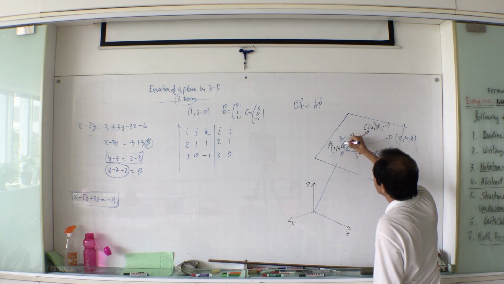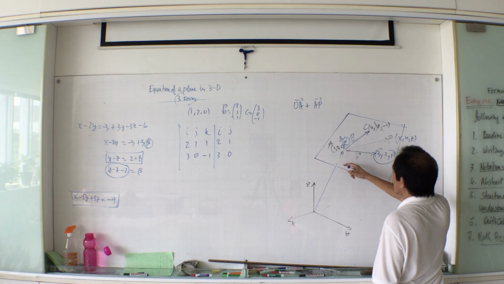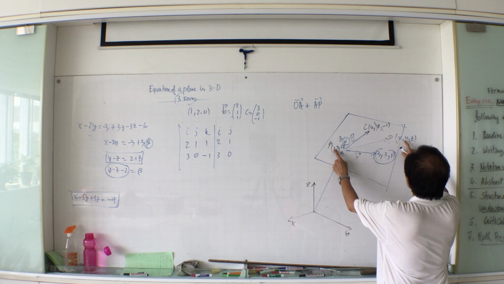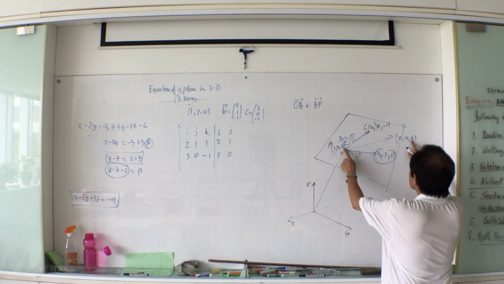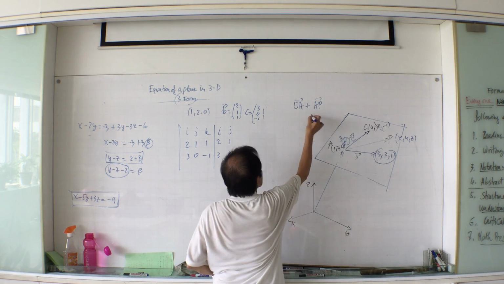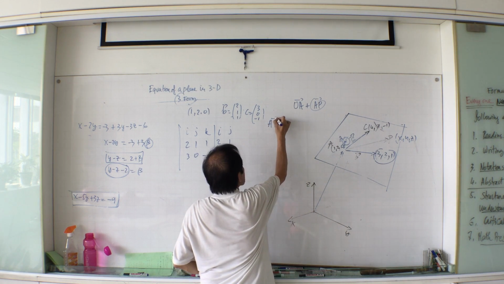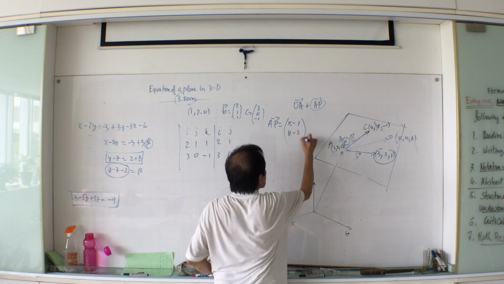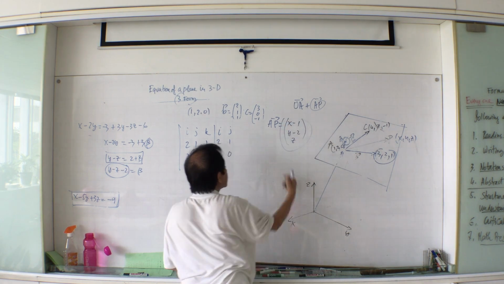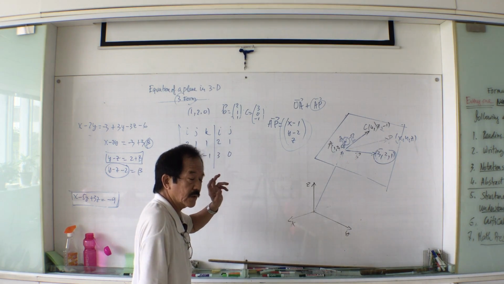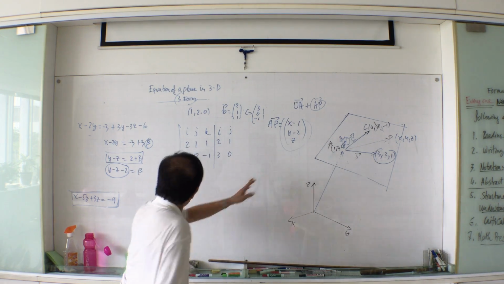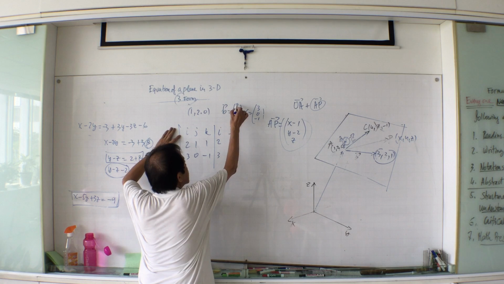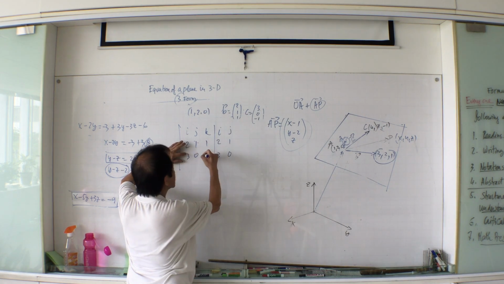The first thing you have to know is vector N, the normal vector. But vector AP is very simple. Vector AP is x minus 1, y minus 2, and z minus 0, right? So let's go like this: AP equals x minus 1, y minus 2, and z minus 0. If you are able to find the normal, you dot with this one equals 0, and you go straight into the answer right here. So here, the vectors B and C: B is 2, 1, 1, C is 3, 0, negative 1.